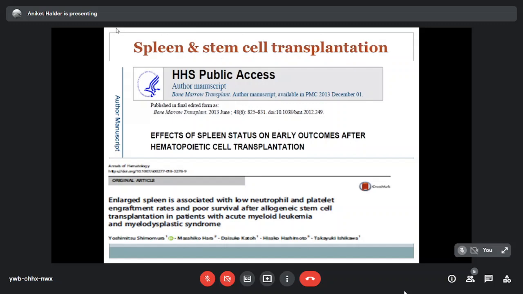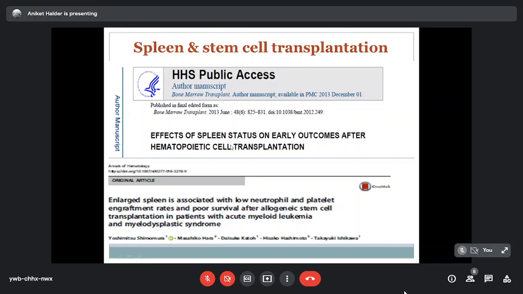There are also reports of hypersplenism in relation to stem cell transplantation. There are some papers and some literature where the effects of spleen status on early outcomes have been assessed after hematopoietic stem cell transplantation, and it has been seen that in patients who undergo hematopoietic stem cell transplantation and who have splenomegaly, there is usually delayed stem cell engraftment and more chances of graft versus host disease.